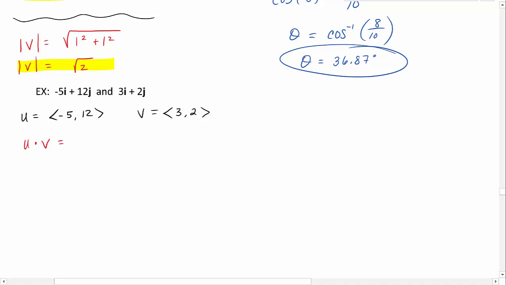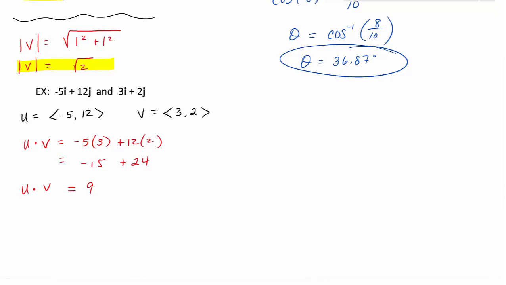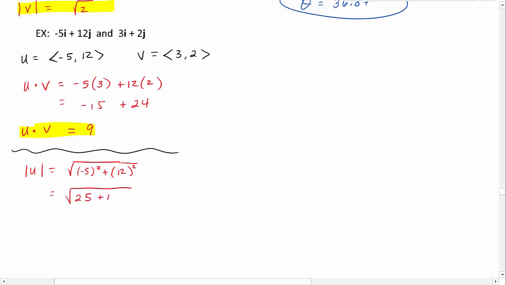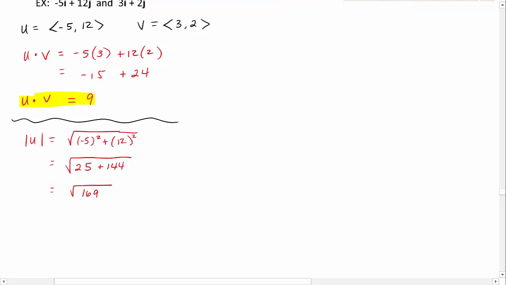Starting with the dot product between the two vectors, that's going to be -5 times 3 plus 12 times 2, -15 plus 24. u dot v is equal to 9. So that's the first thing we'll need. Moving on to the magnitude of u. This is going to be equal to the square root of -5 squared plus 12 squared. So that's the square root of 25 plus 144. That's the square root of 169, which is a perfect square for us. The magnitude of vector u is equal to 13.